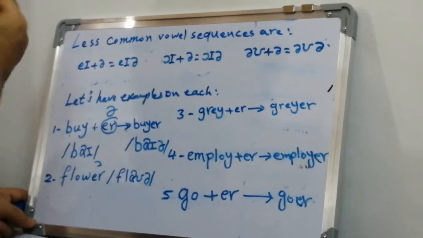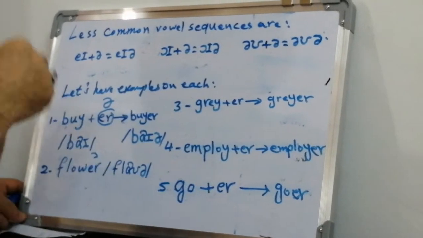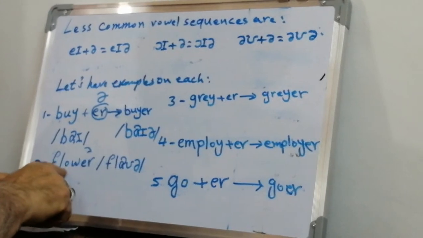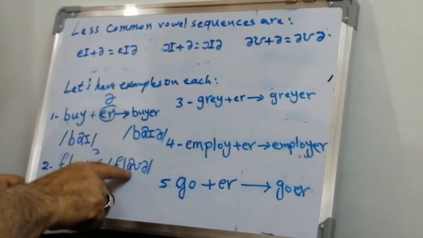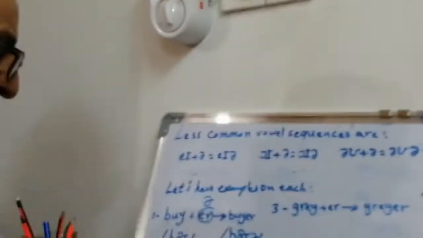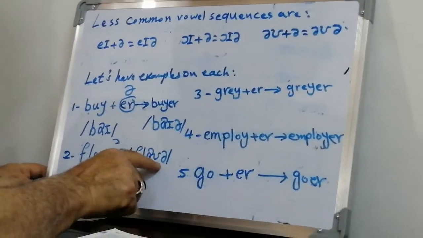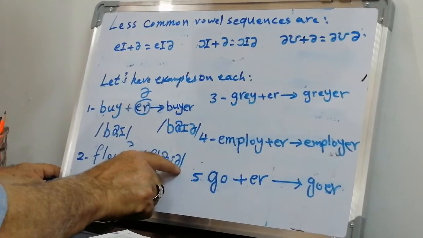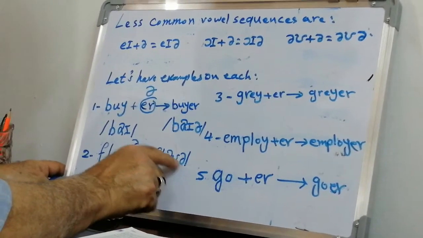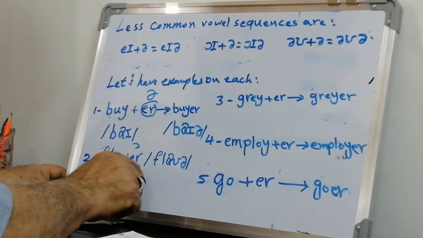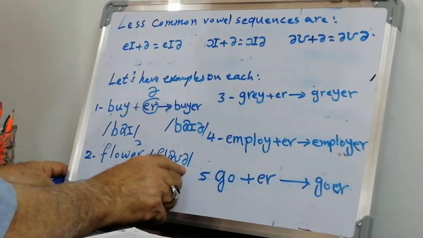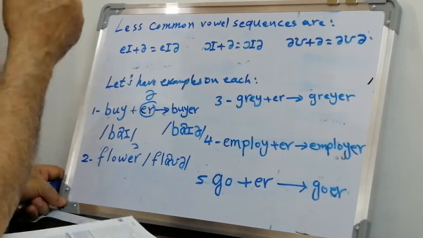Now the second type, which is "ow", is represented in the word "flower". Here we have also "er" in the word flower, and here we have also a schwa. So bear in mind that always in "er", we represent it as a schwa in English, in British English, of course.